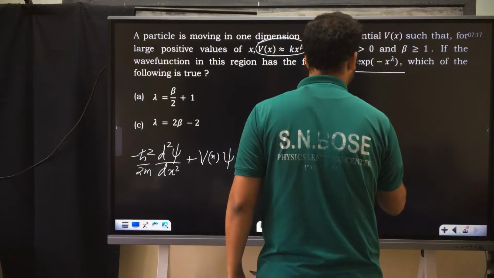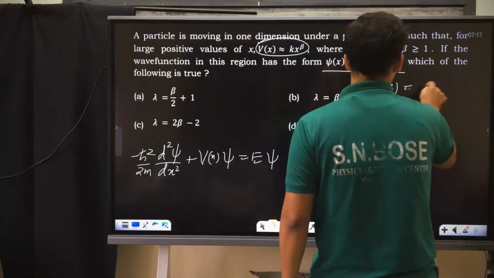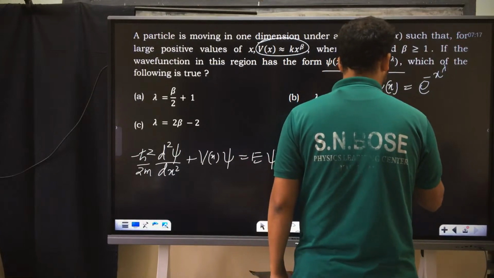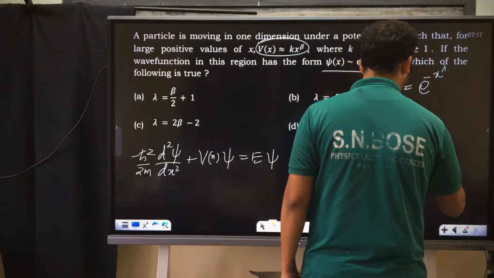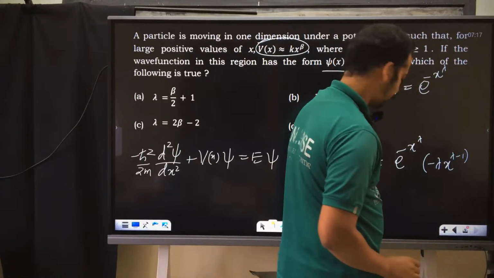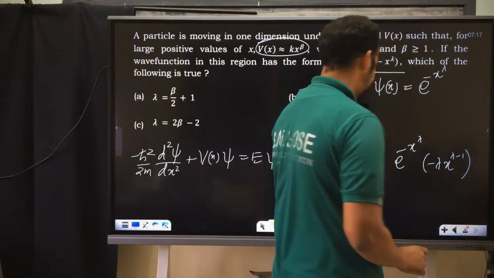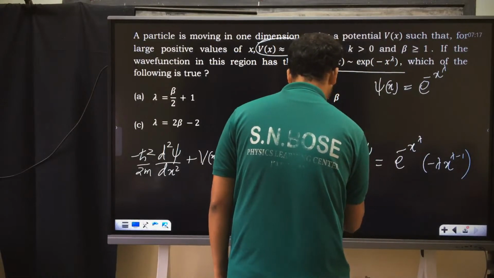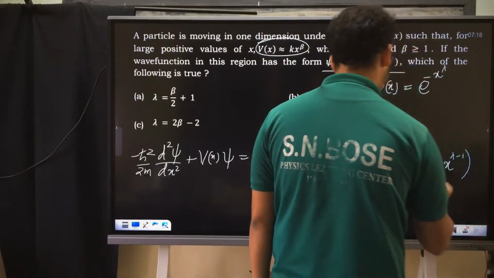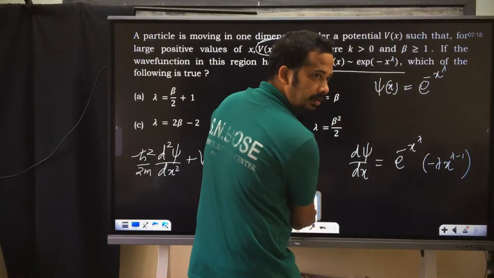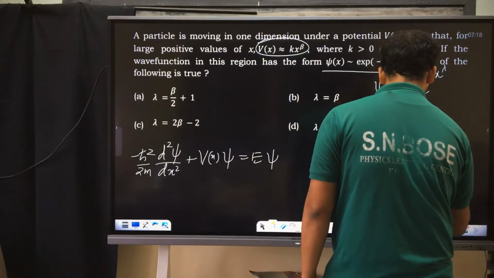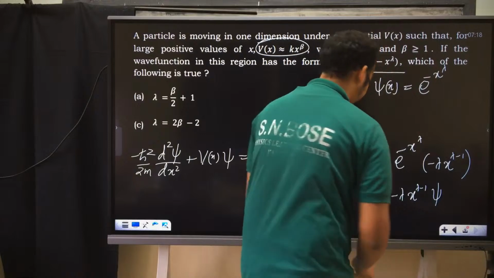psi of x is equal to e power minus x power lambda. So d psi by dx is e power minus x power lambda into minus lambda x power lambda minus 1. Am I right? Is that okay? So d square psi by dx square, I better write in terms of psi again. That was my idea. Minus lambda x power lambda minus 1 into psi again.